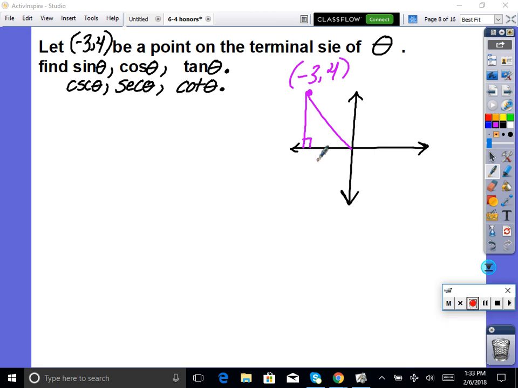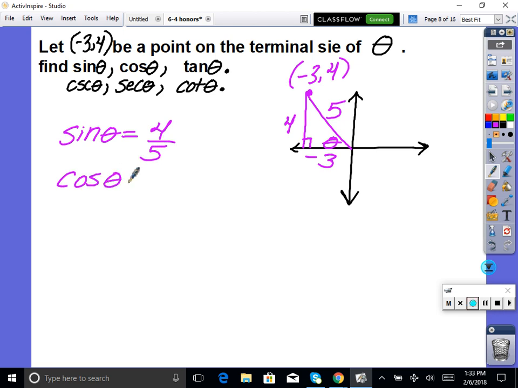You know, you went negative 3 units, up 4 units. You did Pythagorean theorem and got what as the hypotenuse? 5? Perfect. And then we would put our theta here, and then sine is opposite over hypotenuse. Sine of theta is opposite over hypotenuse, 4/5. Cosine of theta is negative 3/5. And then tangent of theta is opposite over adjacent, 4 over negative 3.